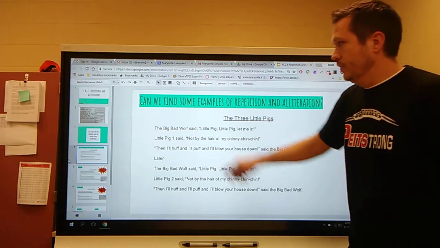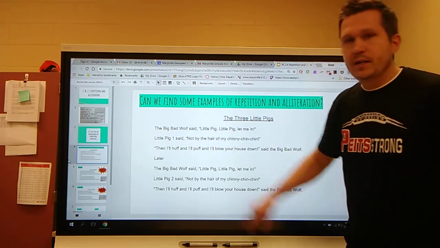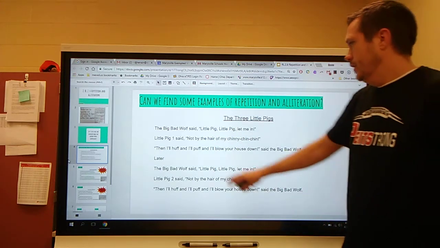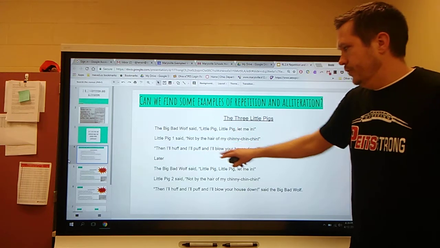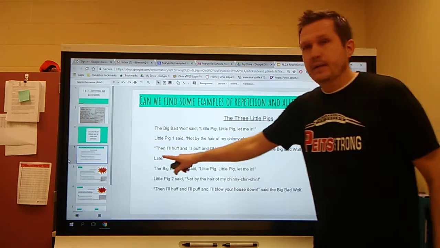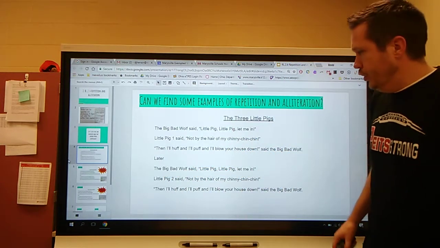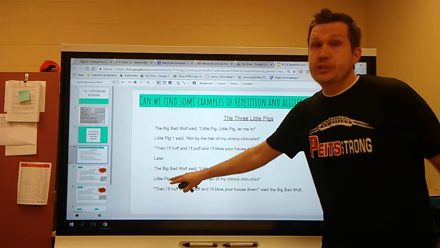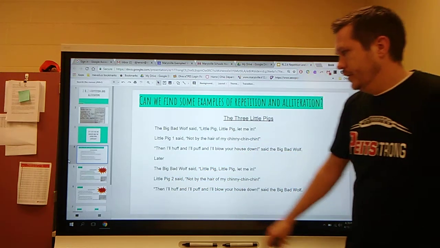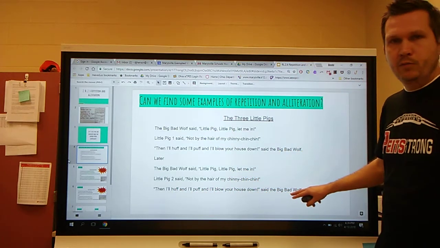The big bad wolf said, little pig, let me in. Little pig 1 said, not by the hair of my chinny chin chin. Then I'll huff and I'll puff and I'll blow your house down, said the big bad wolf. Later, the big bad wolf said, little pig, let me in. Little pig 2 said, not by the hair of my chinny chin chin. Then I'll huff, then I'll puff, then I'll blow your house down, said the big bad wolf.